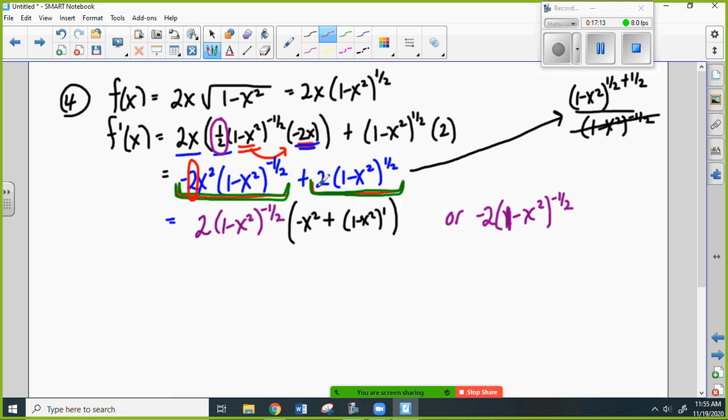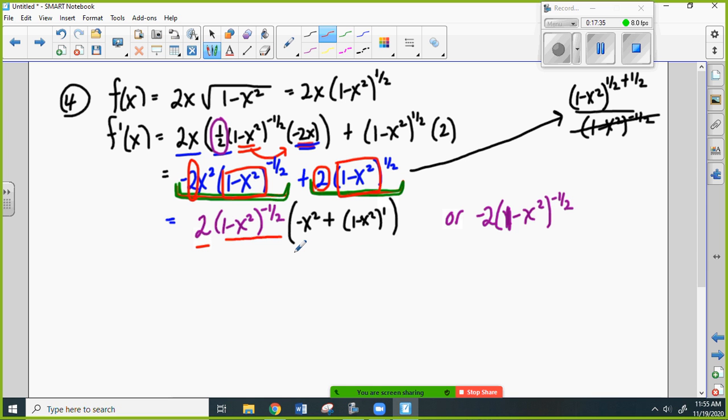Right, they each have a 2. And then they each have this 1 minus x squared, right? But they're both raised to a power. So the GCF is the one that's raised to the smaller power, and that's going to be the negative power. So that's why I took out a 2 and a 1 minus x squared to the negative 1/2.